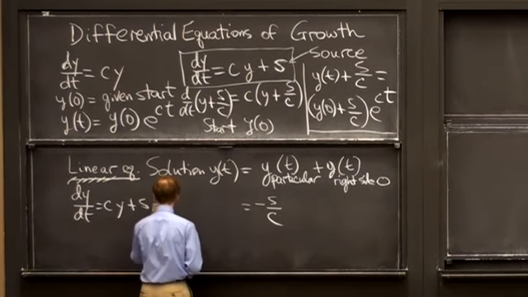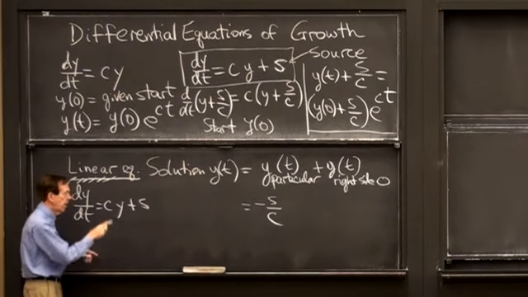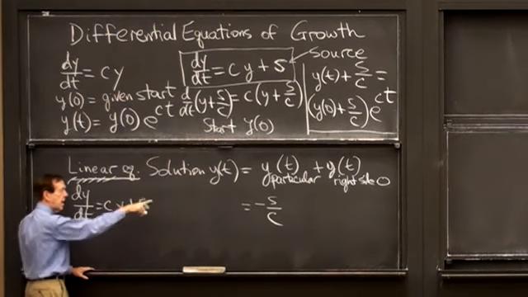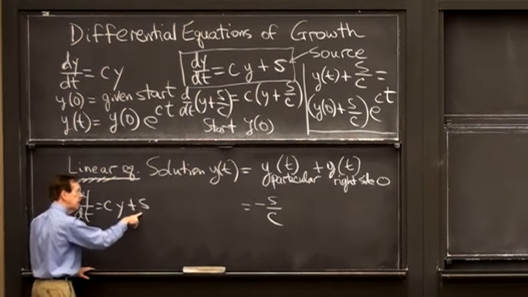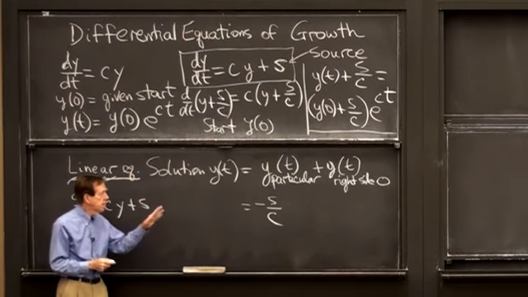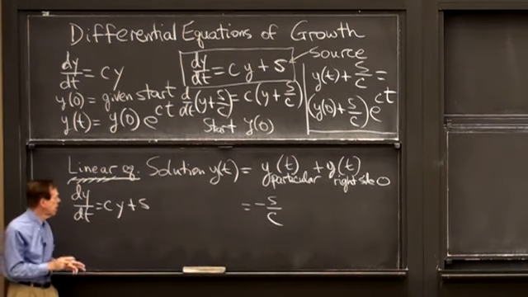That's a particular solution. Let's just plug it in. If I put in y, that's a constant, so its derivative is 0. At c times that gives me minus s plus s, which is 0. Okay. So that's a particular solution.